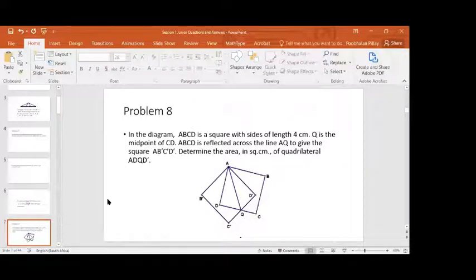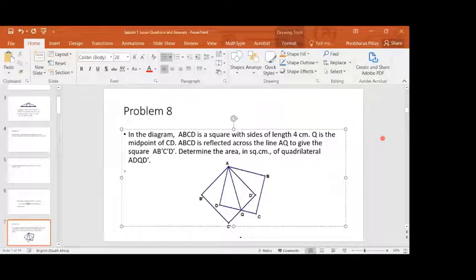In the diagram, ABCD is a square. Let's just put a spotlight on this. A, B, C, D. So that's a square. The sides of the square are 4 centimeters. So these 4 sides are 4 centimeters.